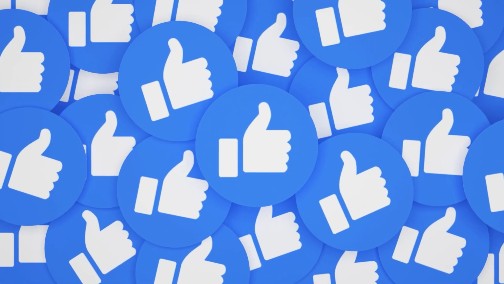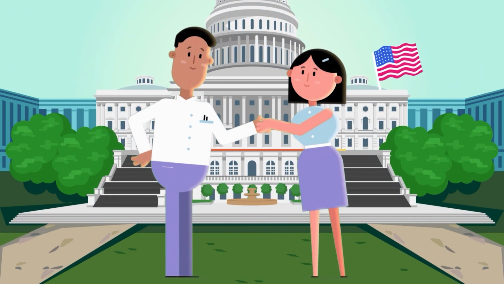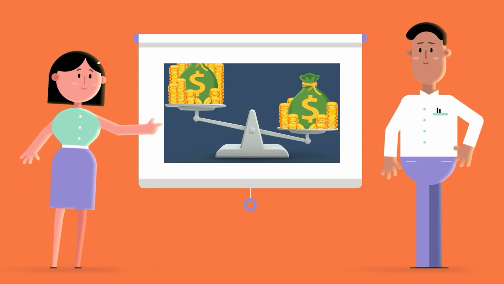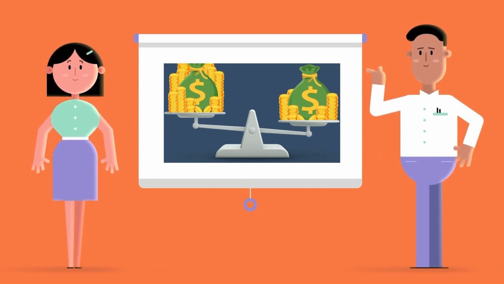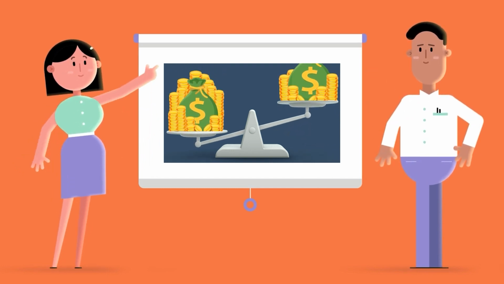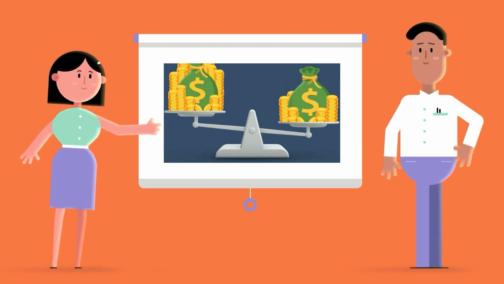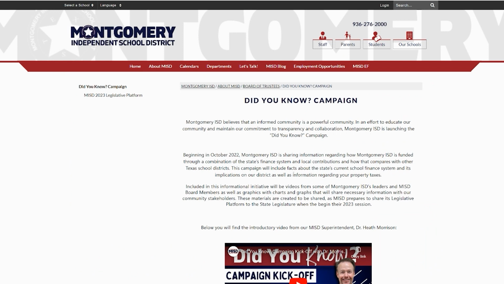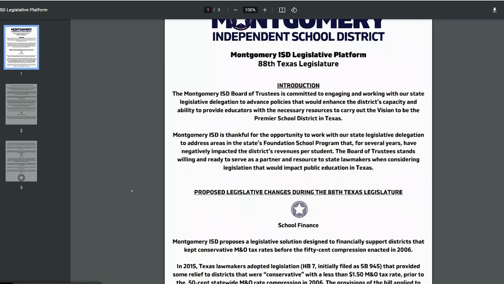Each of our lawmakers has been supportive of our needs and has acknowledged that change needs to happen. We are asking them to advocate for new legislation in the 2023 session that will correct some of these school finance formulas. You can find our proposed legislative platform on the MISD website under the Did You Know campaign tab. We are thankful for their support, and we are hopeful that they will be strong advocates on behalf of Montgomery ISD.